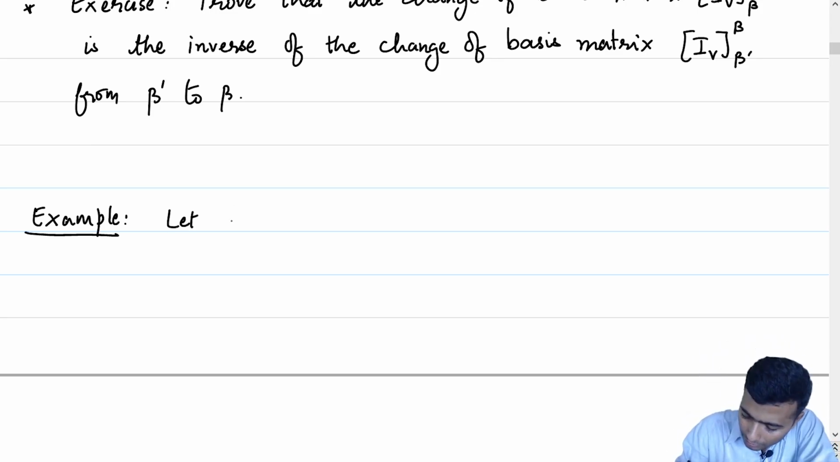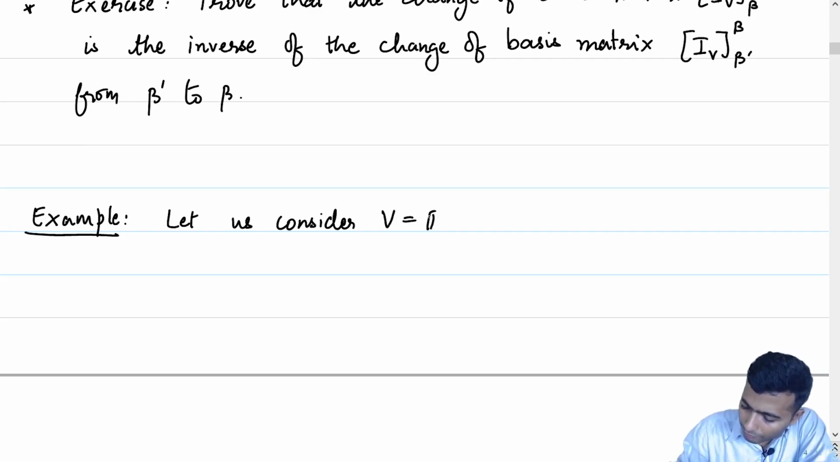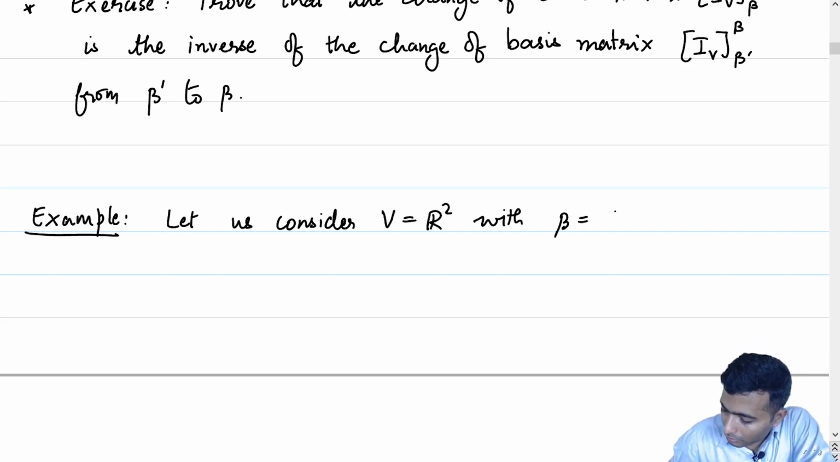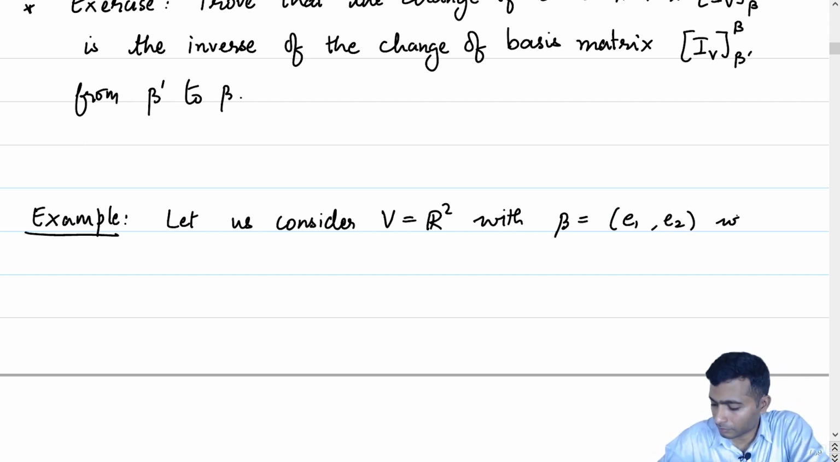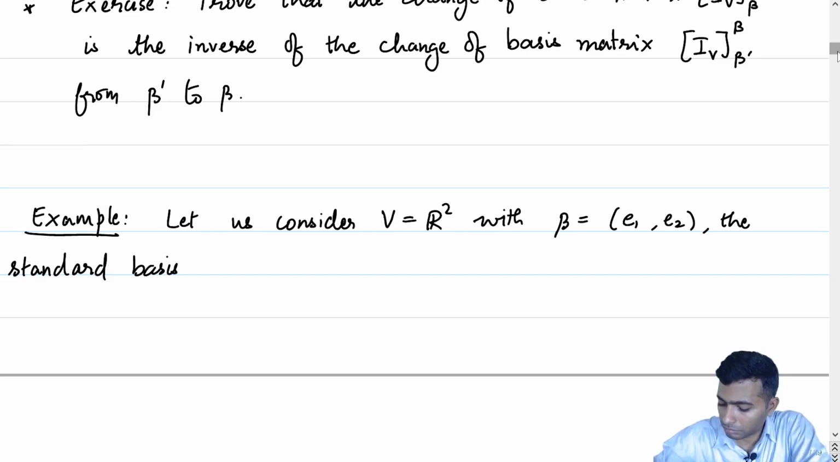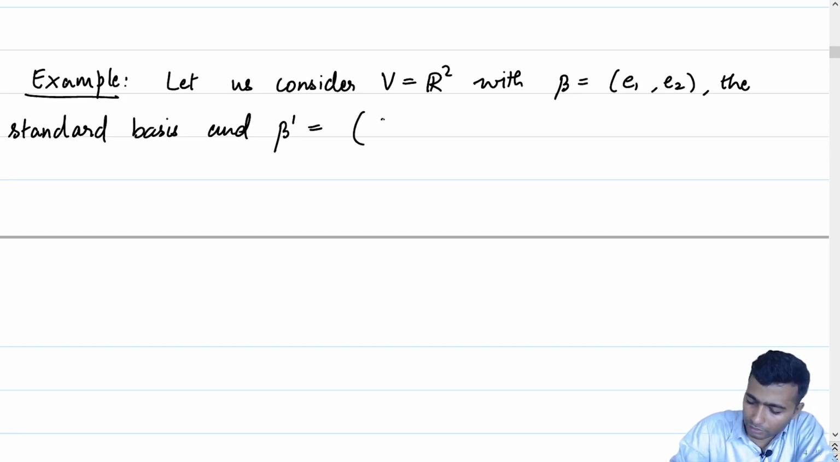Let us consider V to be just R2, with beta the standard basis, e1 which is (1, 0) and e2 which is (0, 1), the standard basis, and beta prime be the vectors maybe (1, 1) and (1, -1).